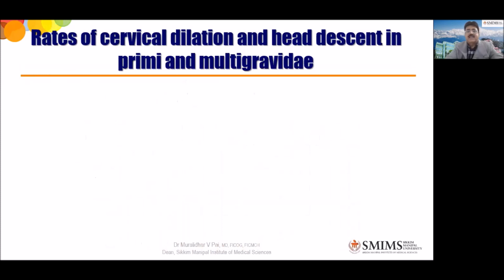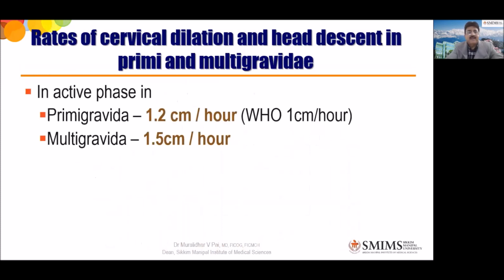The rates of cervical dilatation and the descent of the head in primi and multigravida slightly vary, as you know. In active phase primigravida, actually, the cervical dilatation is 1.2 centimeter per hour, but WHO considers at least 1 centimeter. WHO is always more generous. In multigravida, it is faster, that is 1.5 centimeter per hour. Accordingly, you know that the active phase will be shorter.